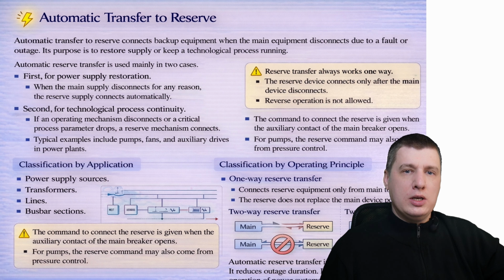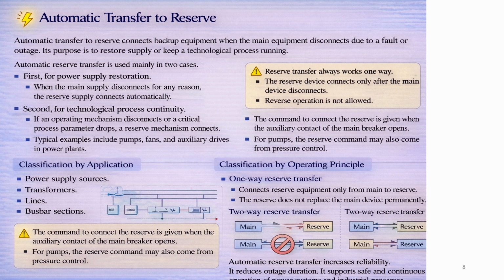The command to connect the reserve is given when the auxiliary contacts of the main breaker open. For pumps, the reserve command may also come from pressure control. By application, reserve transfer automatics are used for power supply sources, transformers, lines, and bus bar sections. Each application has specific logic and supervision. By operating principle, reserve transfer devices are divided into one-way reserve transfer and two-way reserve transfer.